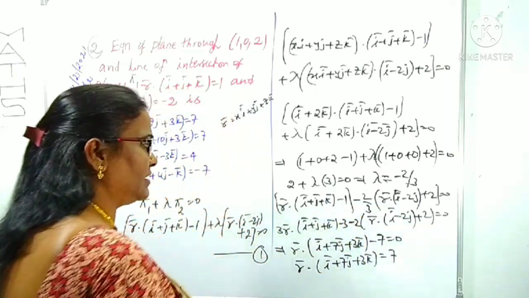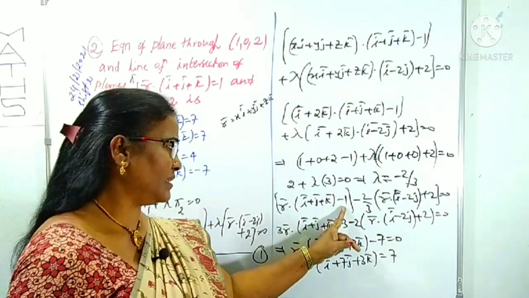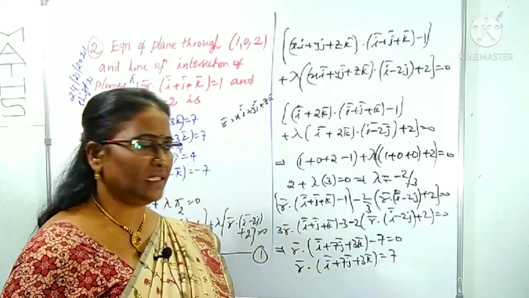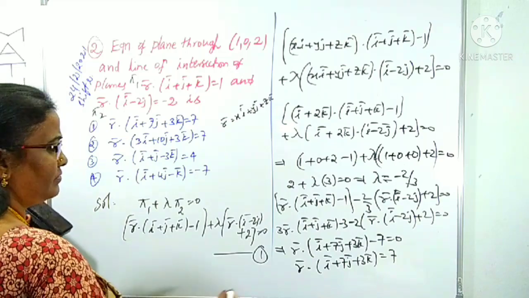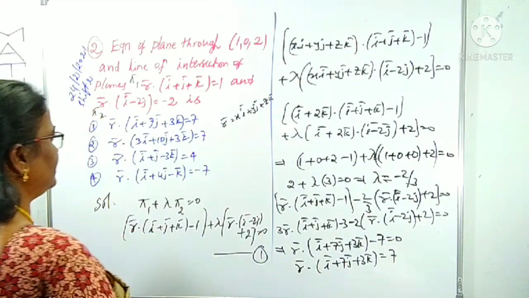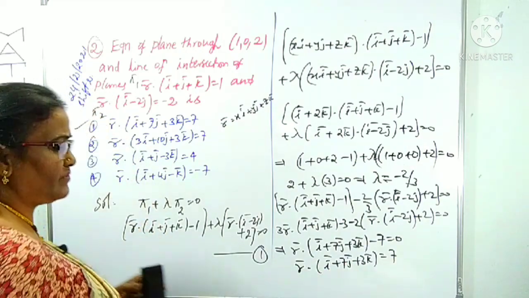A small correction you can do it here. Instead of the minus 3, I have taken it as 0. Now it's okay. Now it is in the form of r dot of so and so. Which option? Yes, clearly the first option.